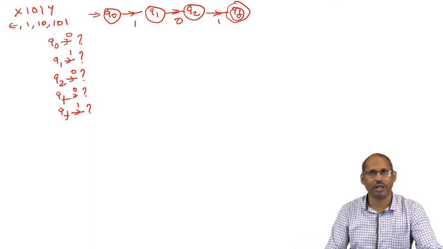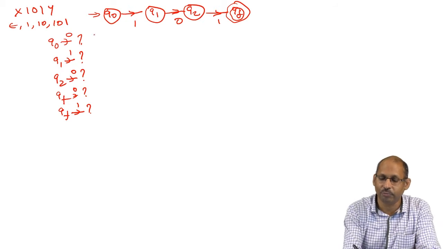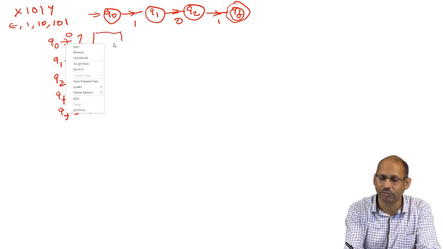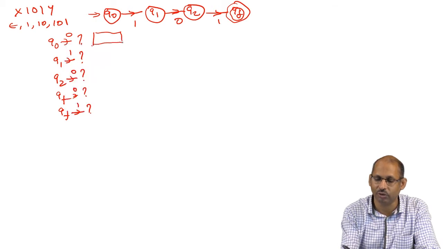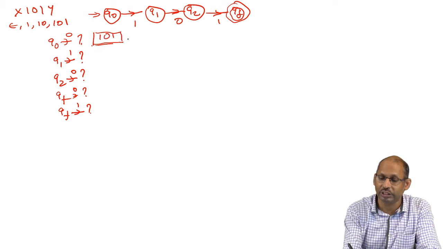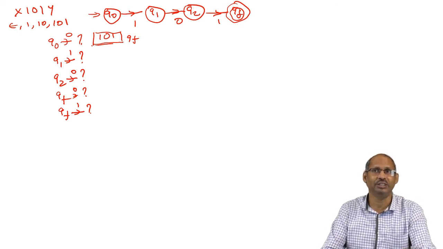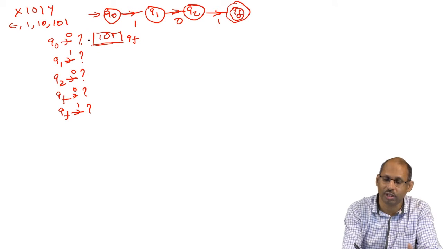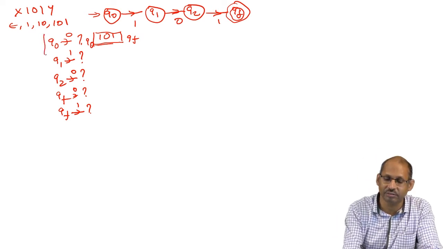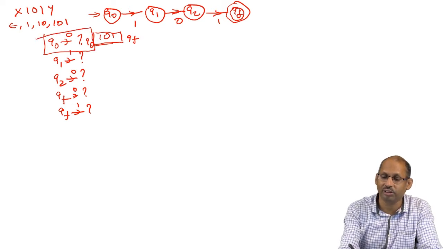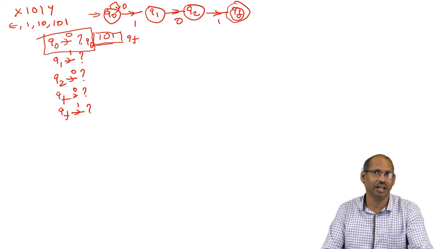Now, Q0 on 0, we have to find the transition. Is 0 a prefix of our string? No. So it must follow the condition 101 to reach the final state. Which state on the condition 101 reaches the final state? It is Q0. Q0 is the state on which 101 reaches the final state. So, Q0 on 0 goes to Q0, so that it will follow our condition 101 to reach the final state.